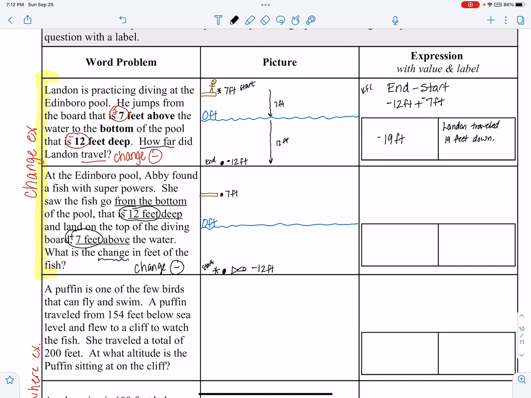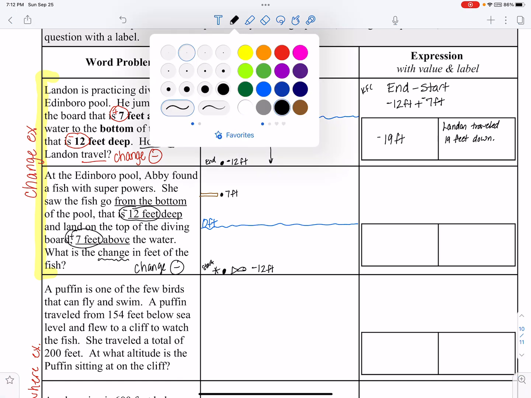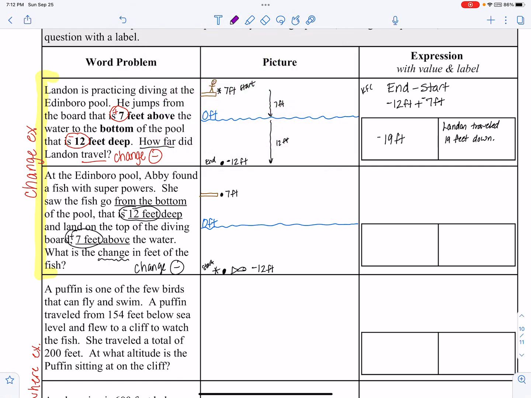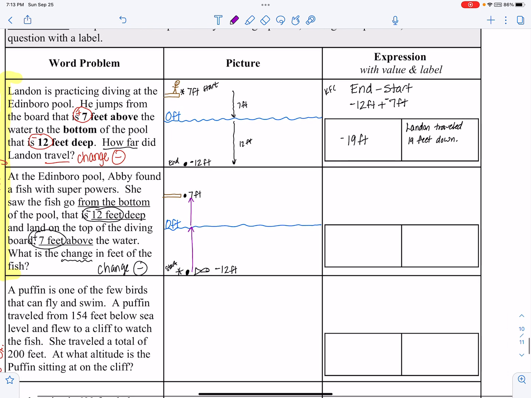Now at this point, it says, what is the change in feet of the fish? So now I can go ahead and show what's actually happening. And so my fish is going from here, and it's going all the way up to the diving board. Okay, and so we'll go over and do our work here. So we have end minus the start, because I know this is a change problem.